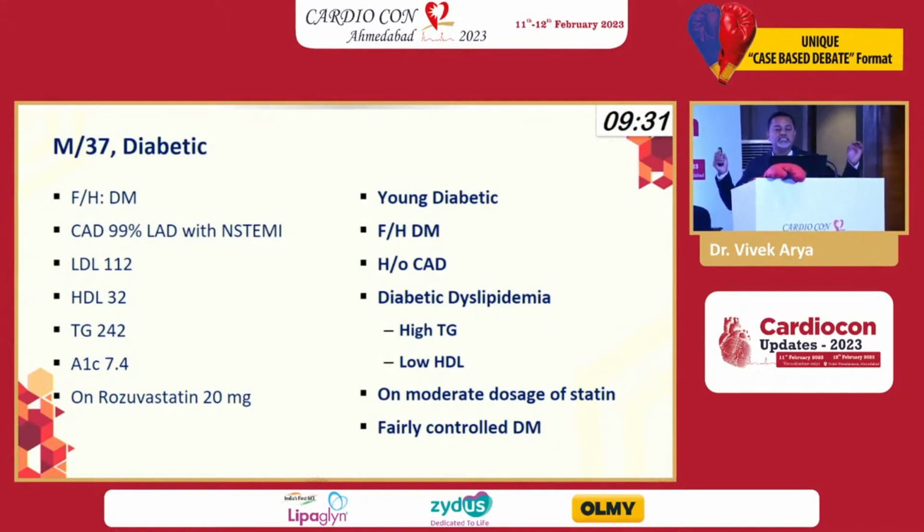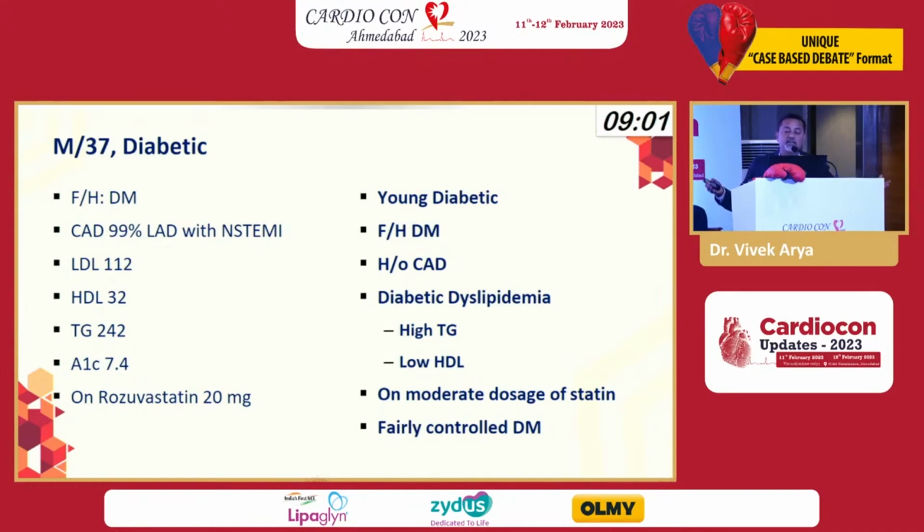Number 2, patient has CAD. Number 3, patient has the lipid profile which has been given. So probably the target we have missed over here is that the patient is a young diabetic, has a CAD, family history. Patient has diabetic dyslipidemia, which everybody has missed, which constitutes high triglyceride, low HDL and a small dense LDL.